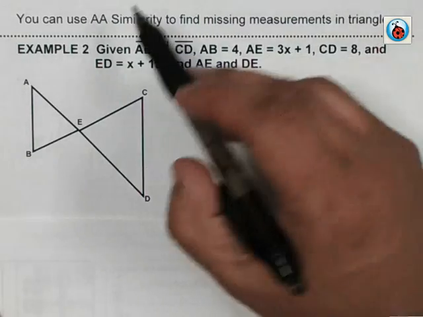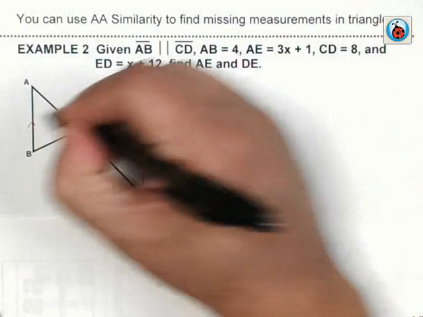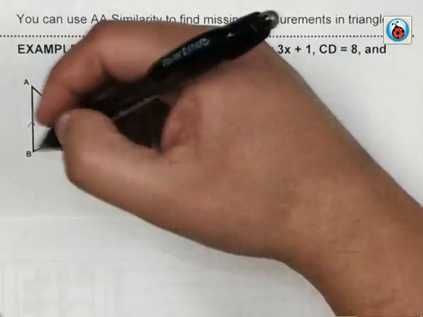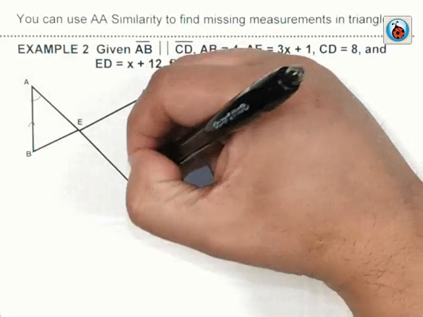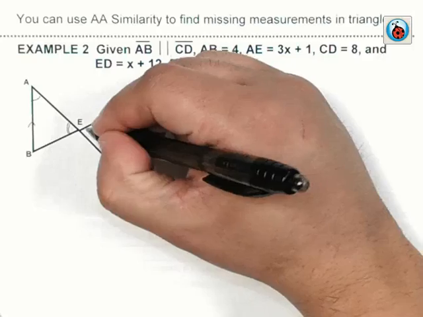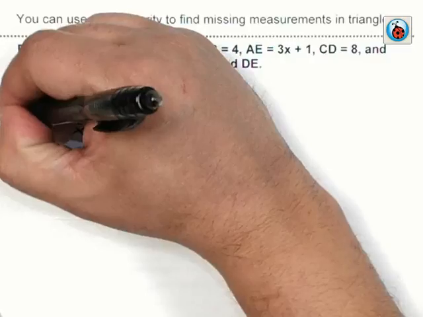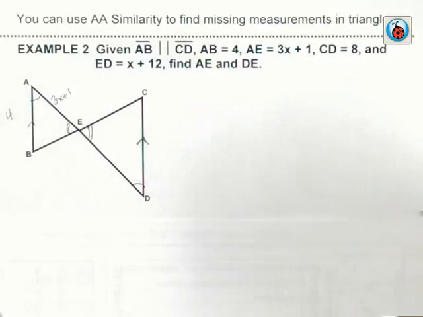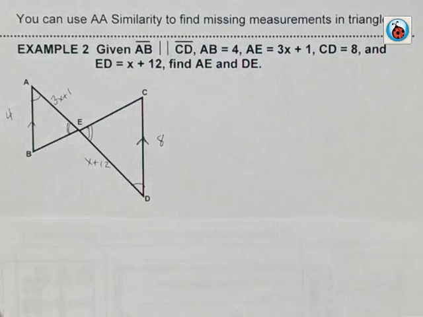For the next example, we're going to use angle-angle to find the missing measurements. Given AB is parallel to CD, the sides are parallel, which means I have alternate interior angles that are congruent here and here. And vertical angles are always congruent. AB is 4, AE is 3x plus 1, CD is 8, and ED is x plus 12.